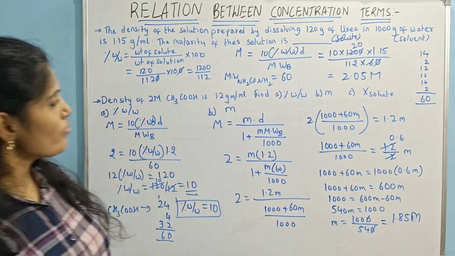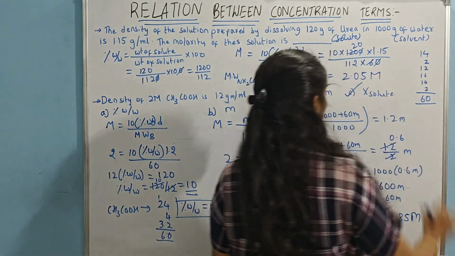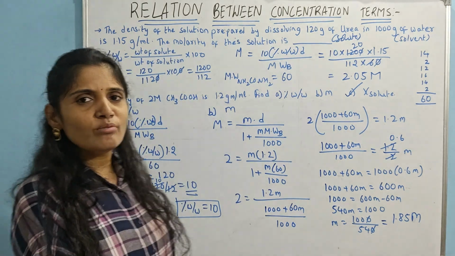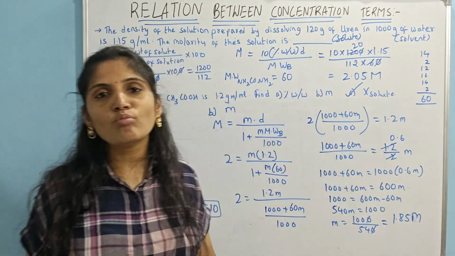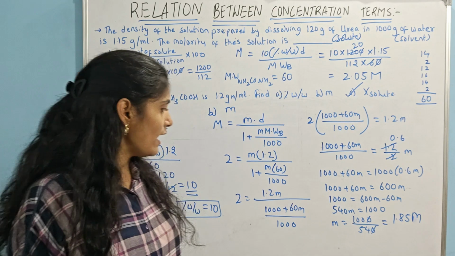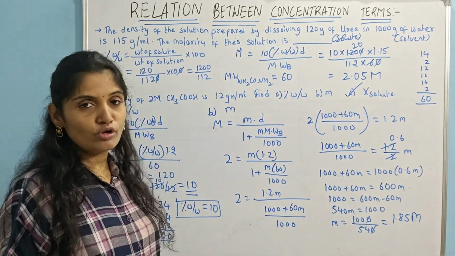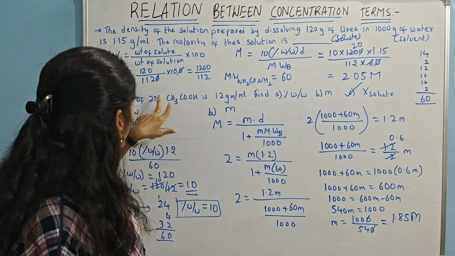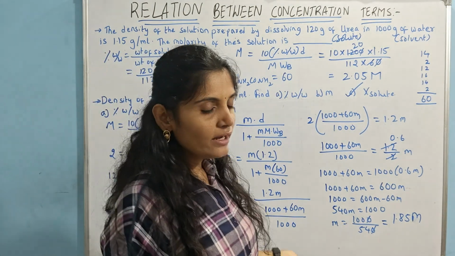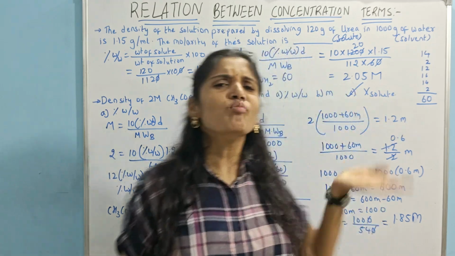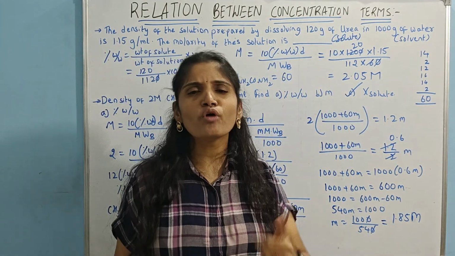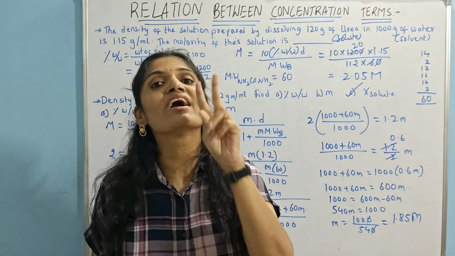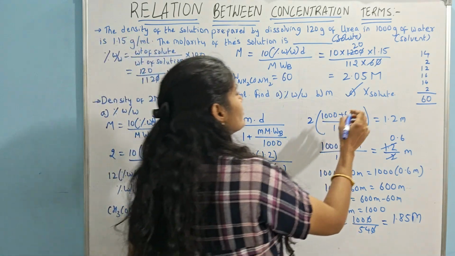Now, when you see the last one, it is mole fraction of solute. I taught you how to calculate mole fraction of solute 5 to 10 minutes back, because you have your density and you have your molarity. Now, when you have your molarity and your density, what can be useful? You can use our second relation.